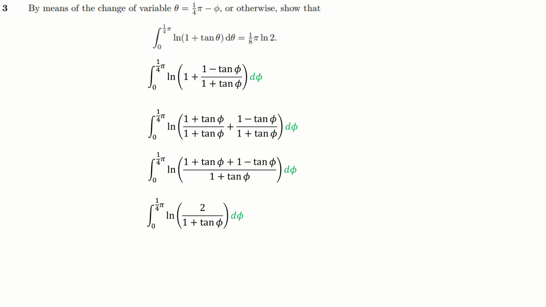Because instead of having a log of 1 plus tan theta, we've got a log of 2 over 1 plus tan theta. But I mean, they told us to do this substitution, so it must work, right? So how do we get this to work? We haven't made a mistake. So how do we get this to work?